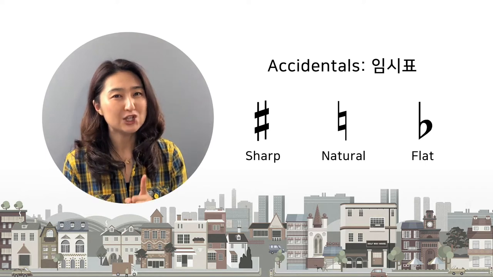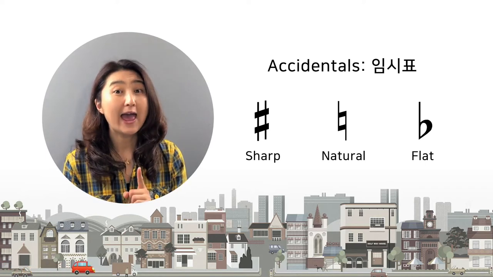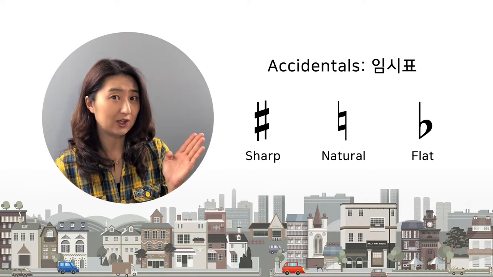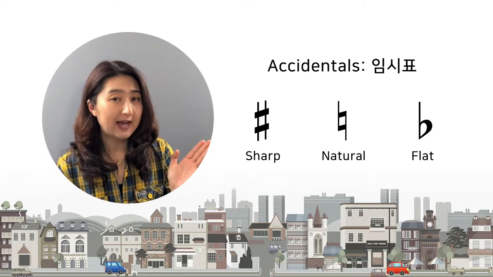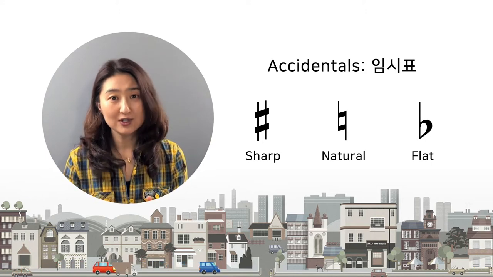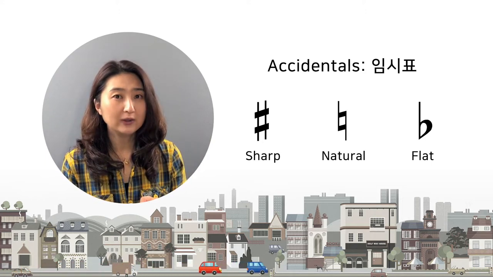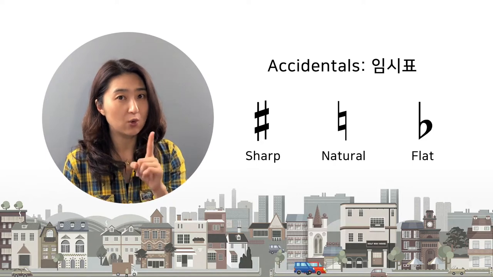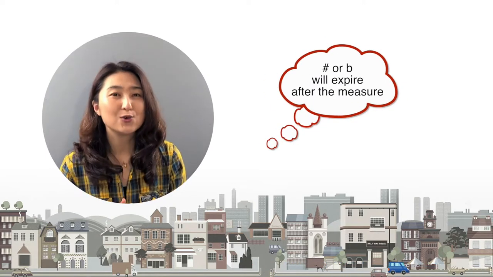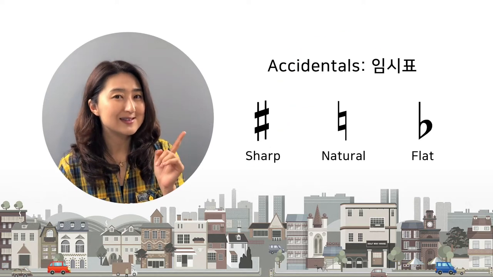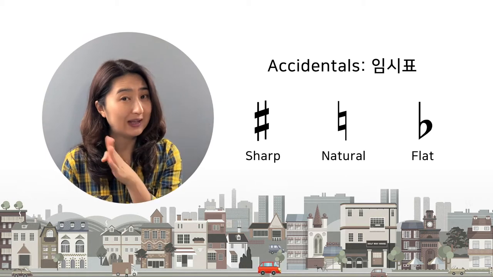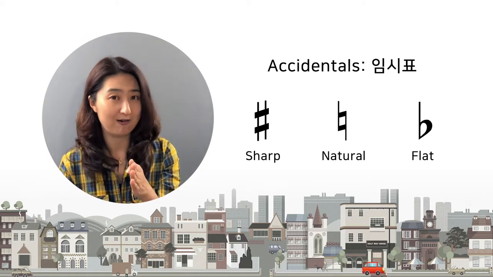We're going to learn sharps, flats, and natural signs, which we call accidentals here. These sharps, flats, and naturals can happen anytime during the song. It only affects one note, and it's good for only a measure. So that's why we call this an accidental. It means it accidentally happens on that note, not through the whole entire song.